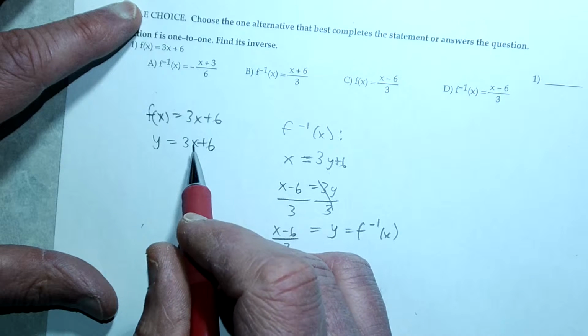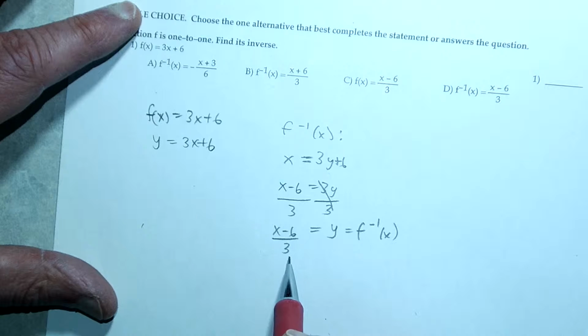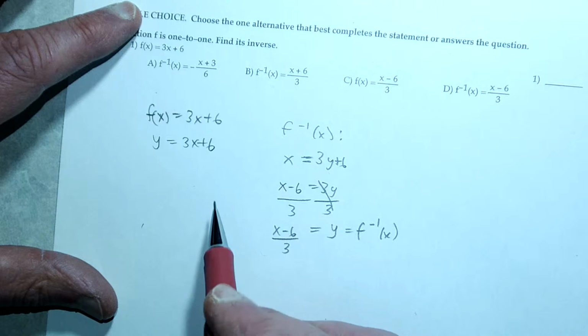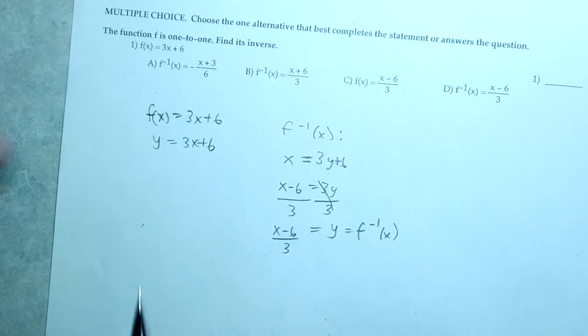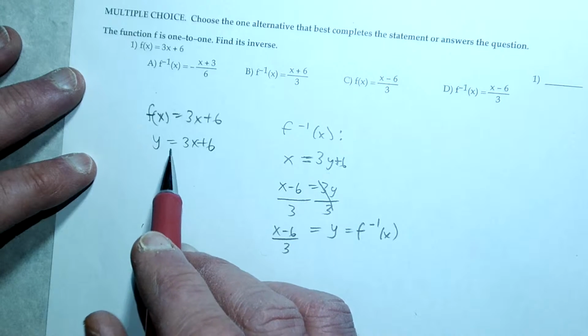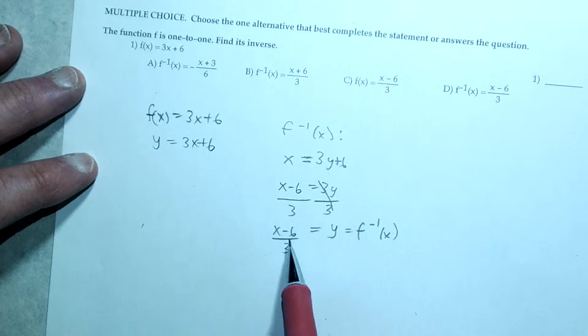Watch, it literally is the reverse operations. Here I multiply by 3 and add a 6. Here I subtract a 6 and divide by 3. It's not only the inverse operations, it's also in inverse order. So if I ran a number through the function and then ran it through the inverse function, I'd be right back to the same number.